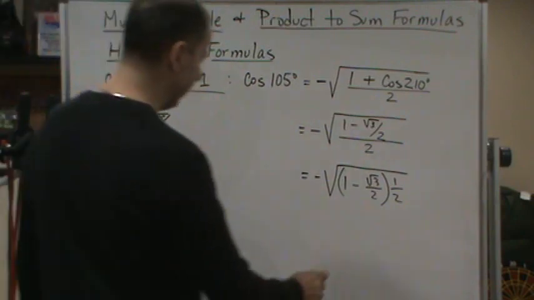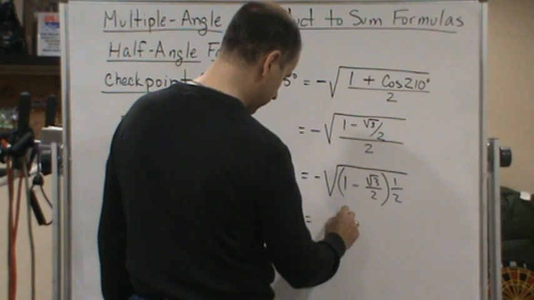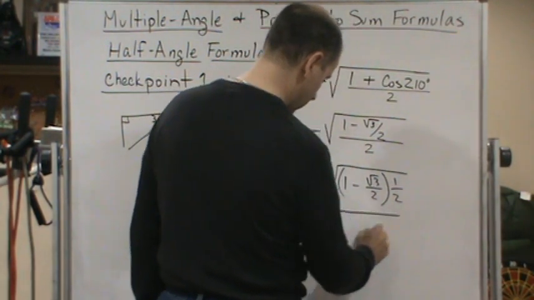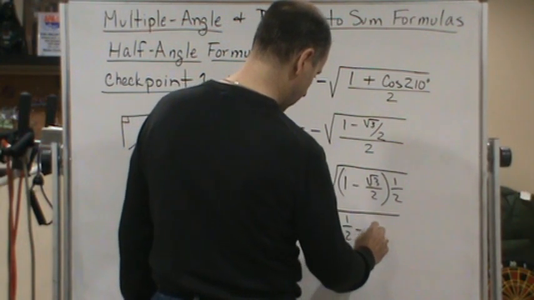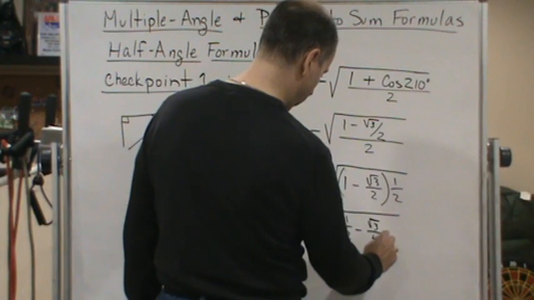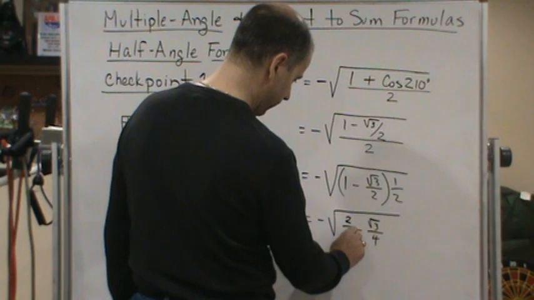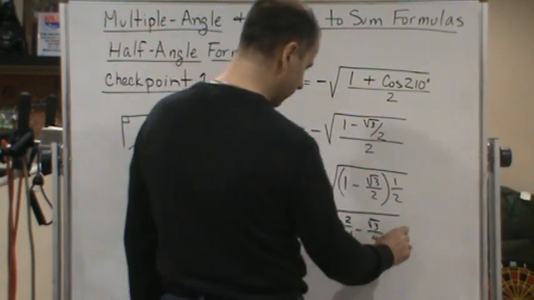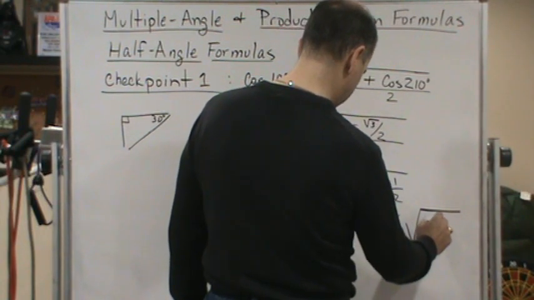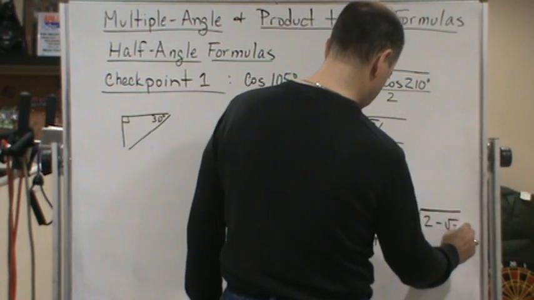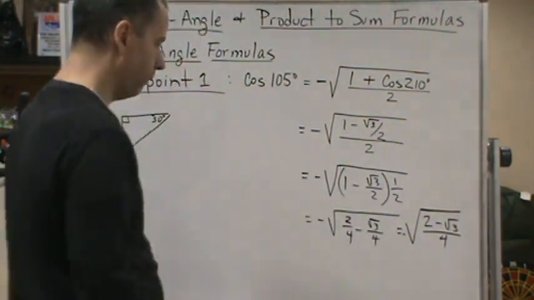And then what I can do here is if I distribute, I get negative what? 1/2 minus the square root of 3 over 4. But I can rewrite this as 2 over 4. Now I can write this as the negative, 2 minus root 3 over 4. And now I can pull that 4 out.